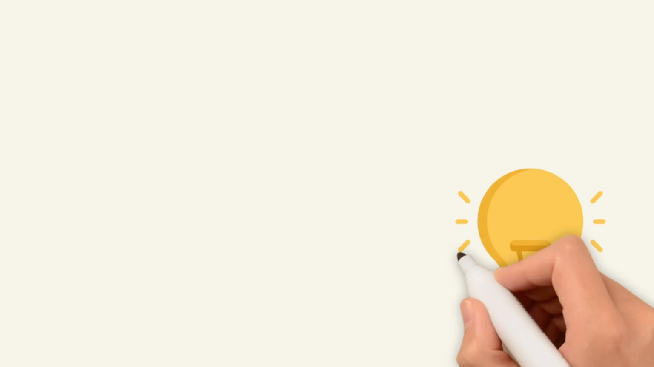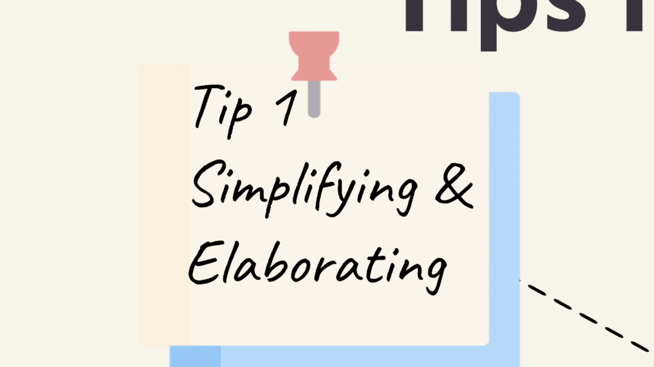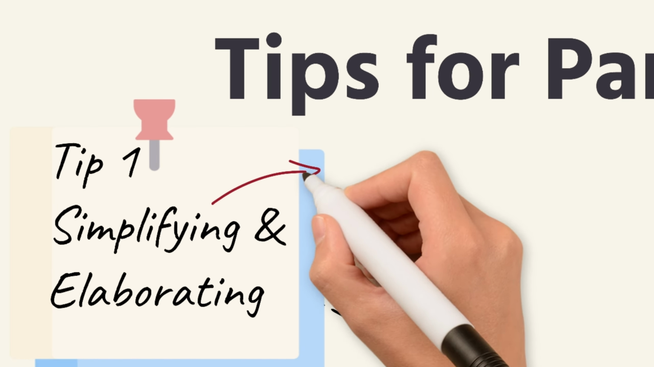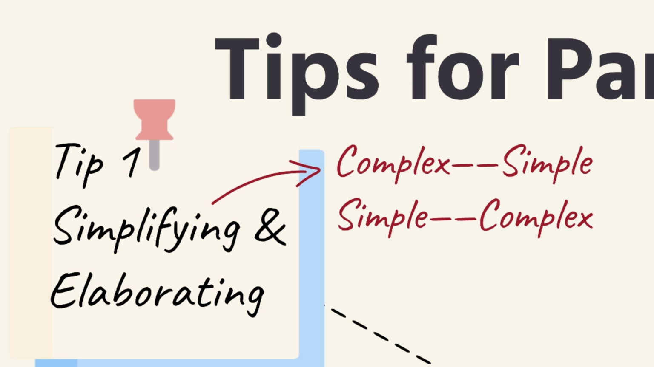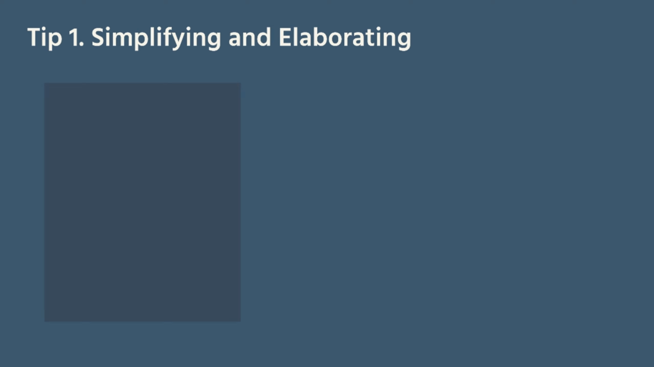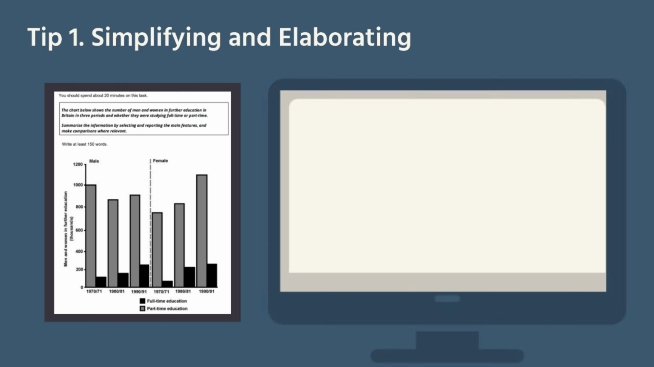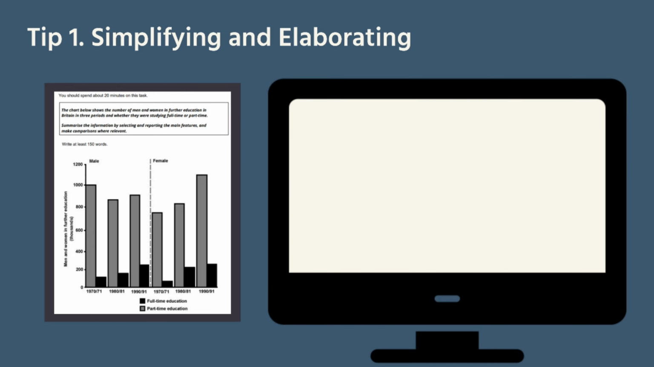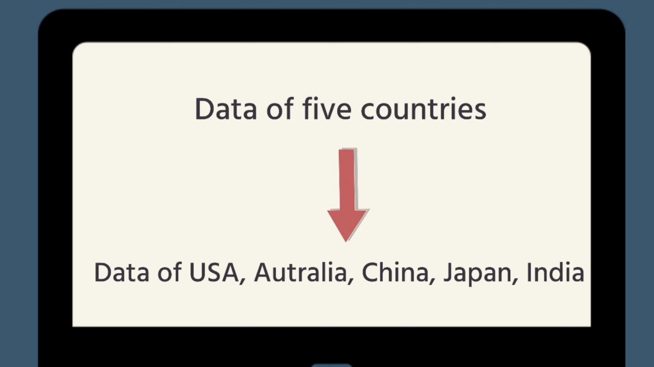Tip 1. Simplifying and elaborating, which means replace complex information in the prompt with simple expressions or expand simple information with more detailed descriptions. This technique is particularly useful for task 1. For instance, if the prompt mentions data of 5 countries, you could specify it with specific names. If the prompt lists specific names, you can simplify it to 5 countries.